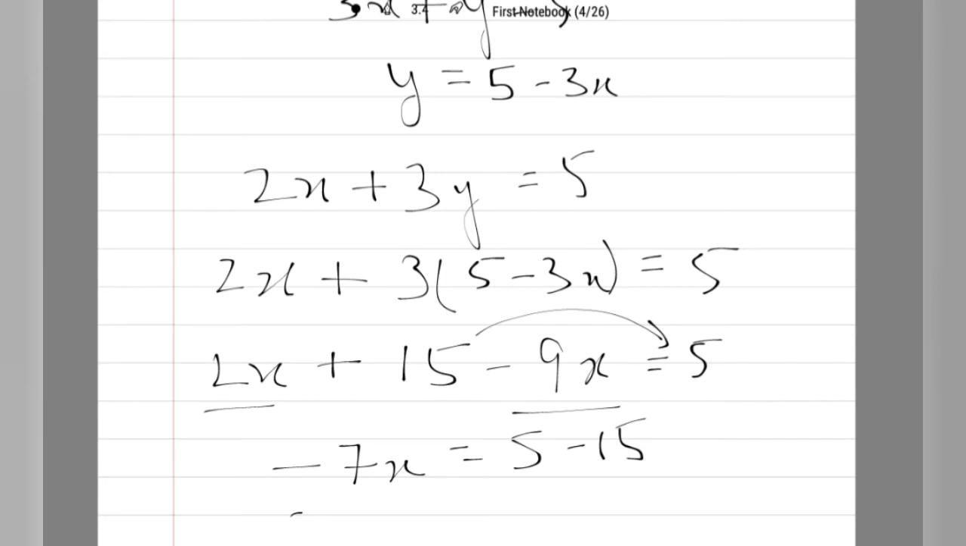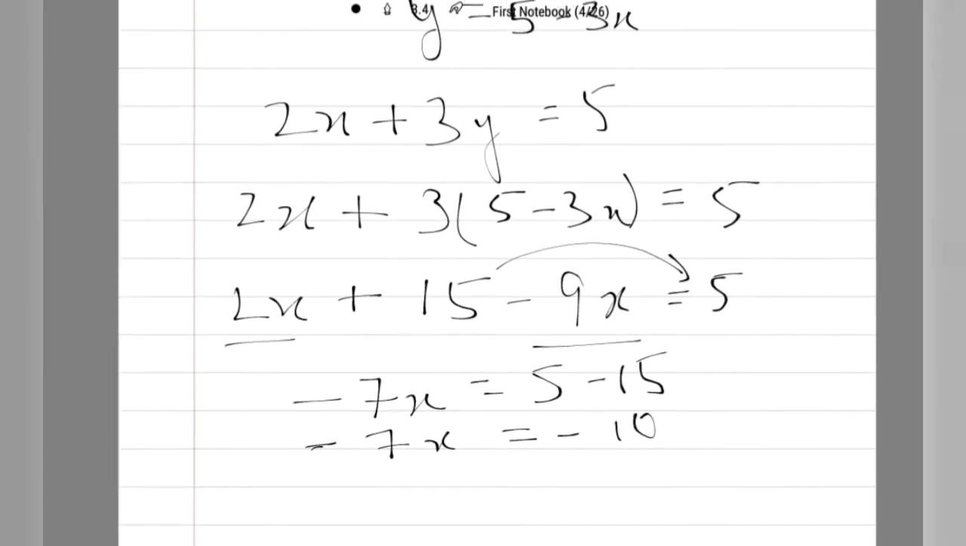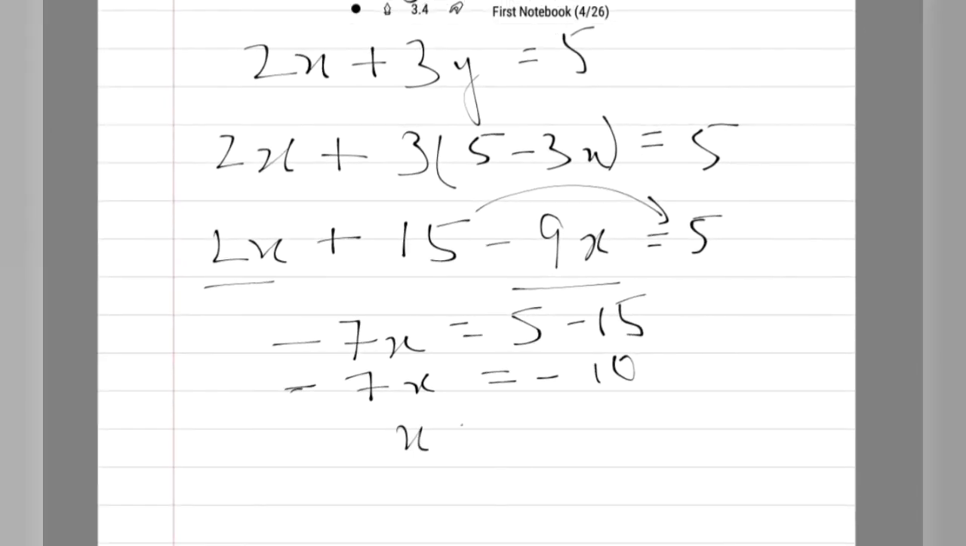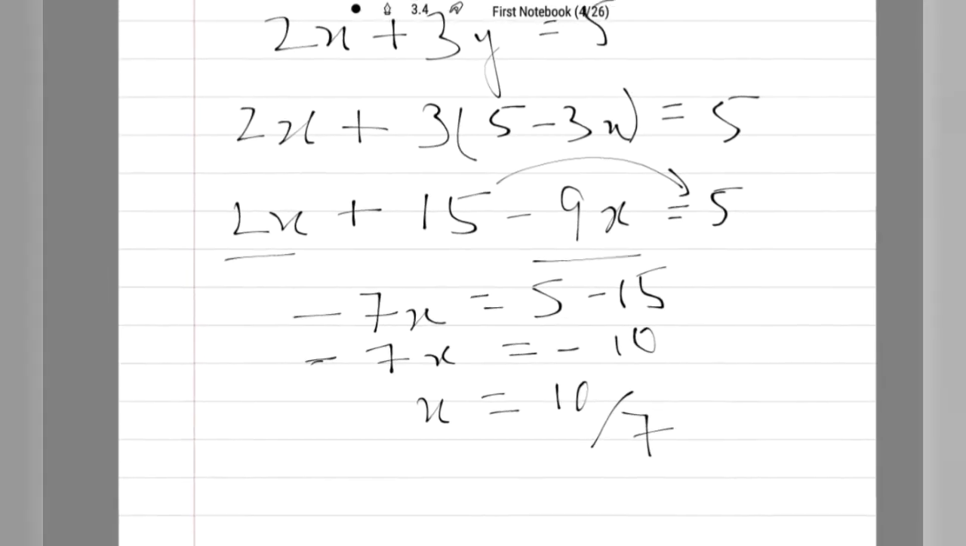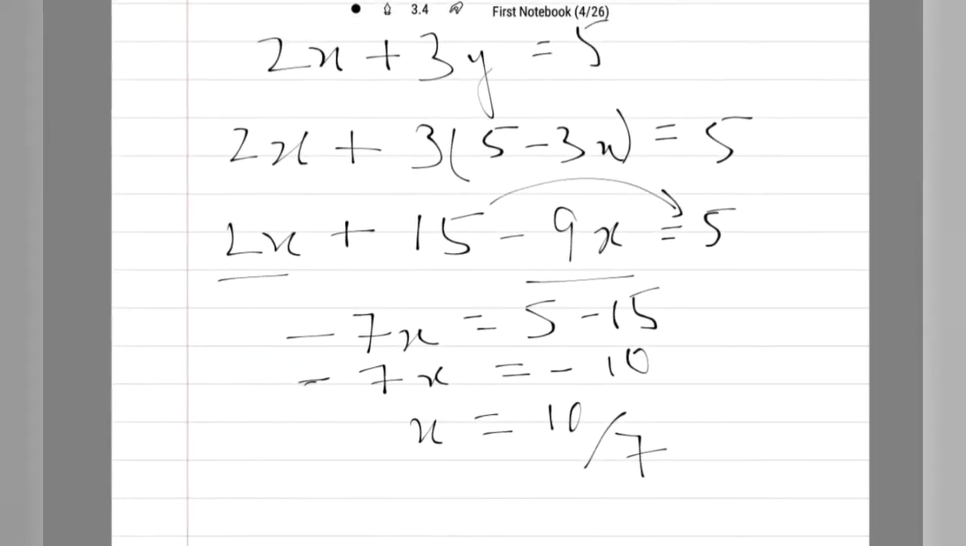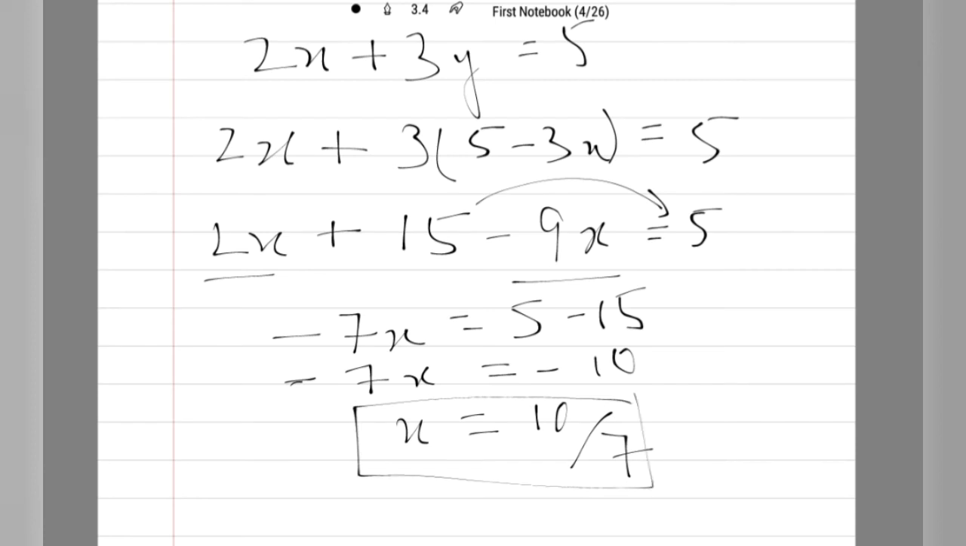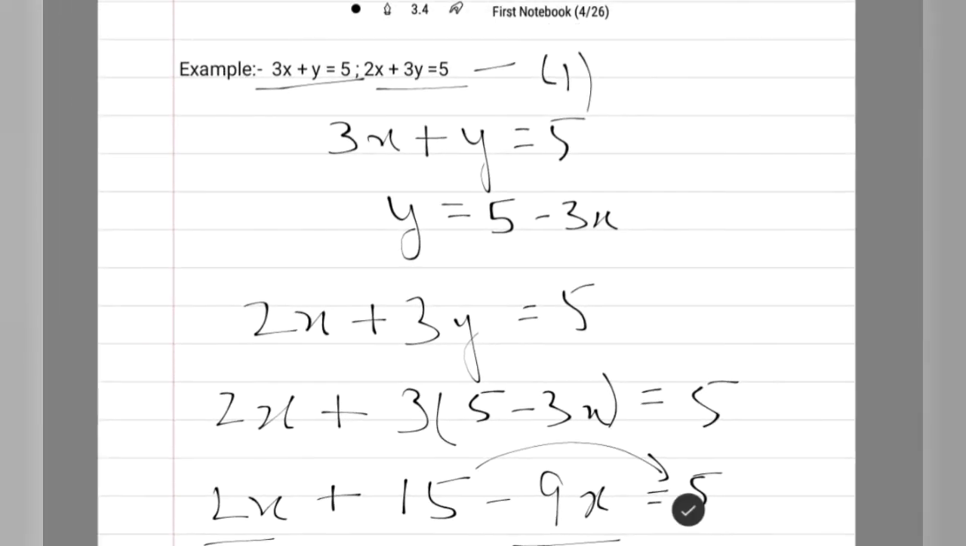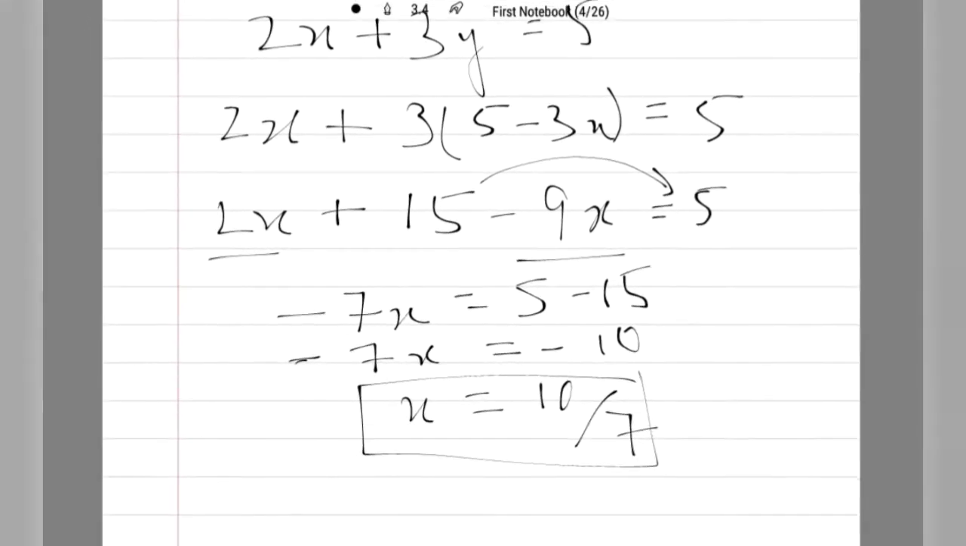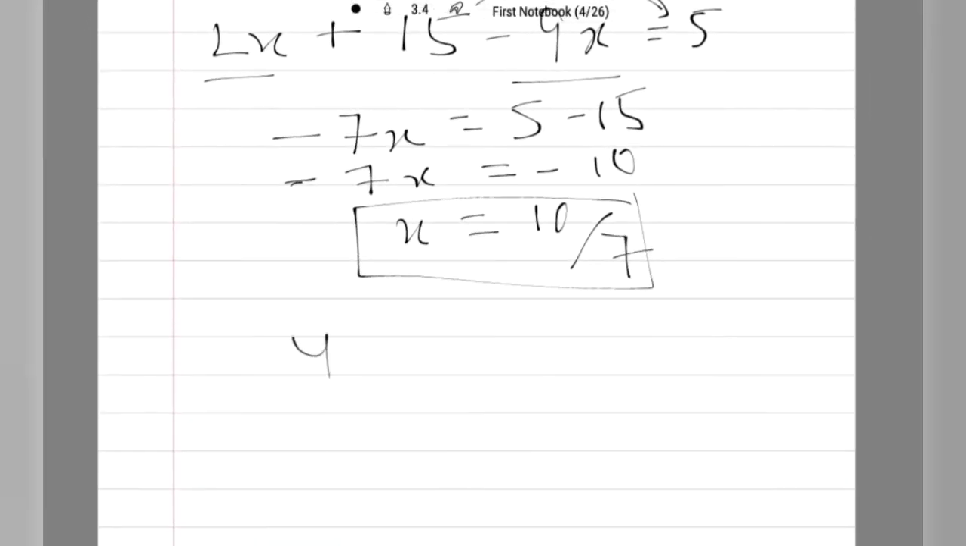So this is minus 7x is equal to minus 10, and we get the value of x is equal to 10 by 7. This is how we get the value of x. Now substituting this value of x in the equation we formed here, that is the equation of y, we get y is equal to 5 minus 3x, right?